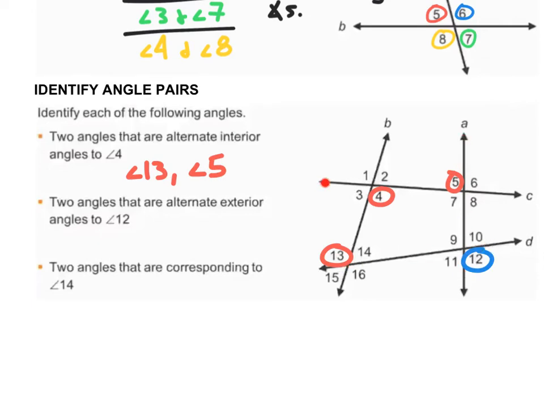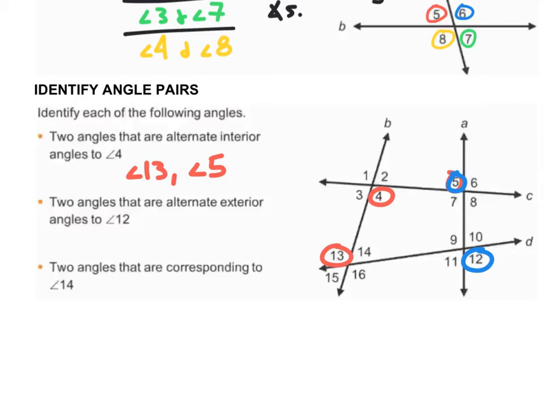So if these are my two lines, 12 is on the exterior. The exterior is here and here, looking at lines C and D. Now, the alternate exterior angle would be, here's angle 12, and that's going to be an alternate exterior angle to angle 5, because that's also on the exterior here. This is the interior, here's the exterior. So 5 and 12 are going to be there.